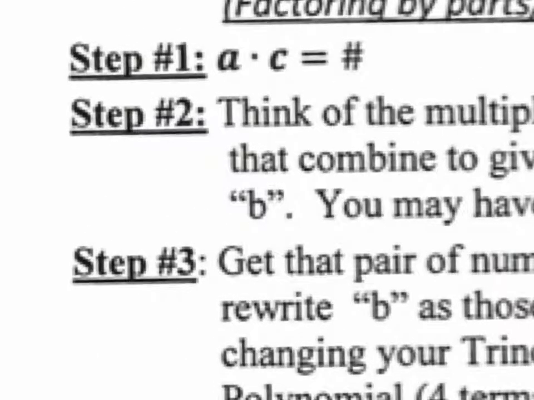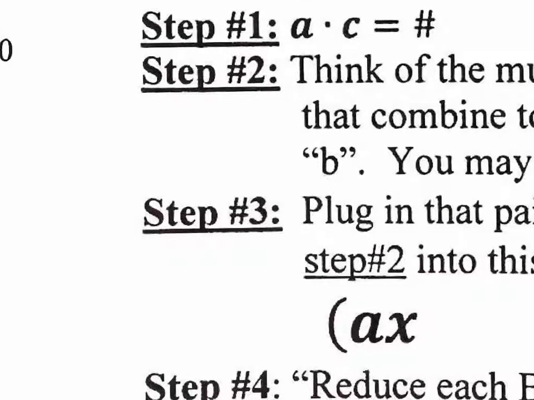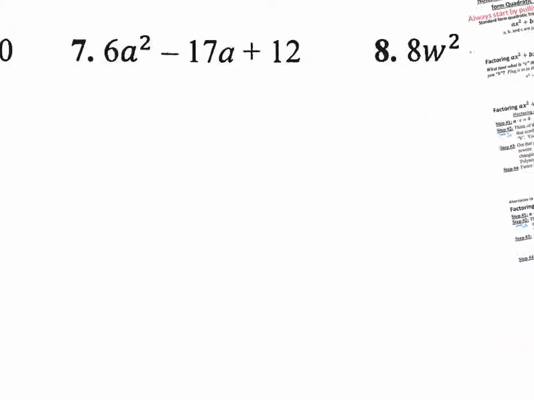And if you didn't write it down, please write it down that step 2 is to make a list. Make a list. That will help you. Step 1 and 2 are exactly the same. So down here also, make a list. All right, so let's do step 1 and 2. Step 1 is to multiply A times C. What is A times C?